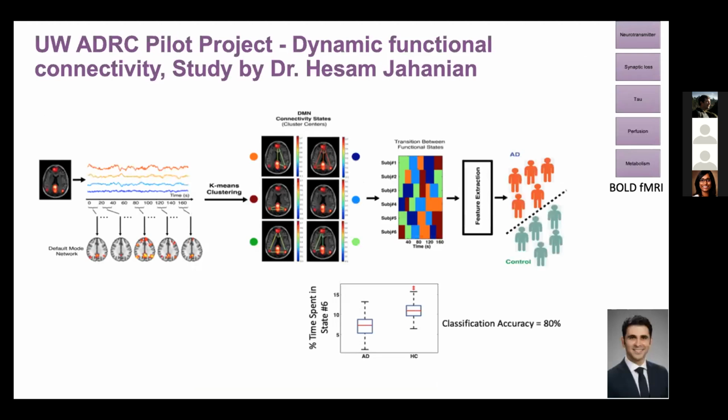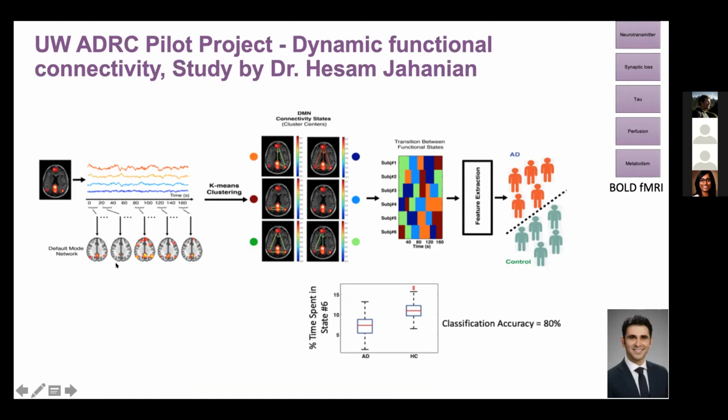This is another example. This is the pilot project. Tom briefly mentioned that the ADRC does provide opportunities for you to have projects with existing data or even new data. So this data that Hassam has is from the Stanford ADRC. And what he did here as part of his pilot project was to use the fMRI BOLD technique. This is a technique to look at neuronal activity. So these are blood oxygen changes due to neuronal activity.